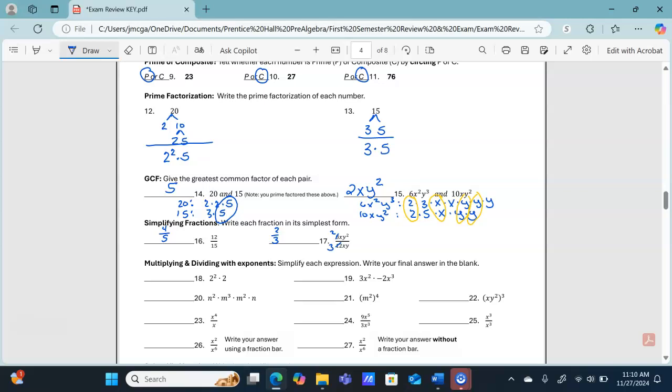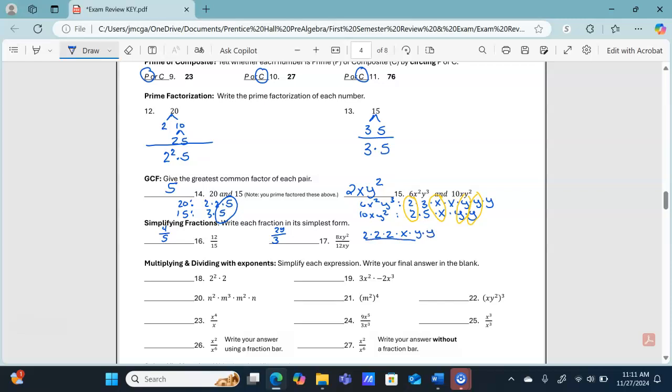But what about the x and y? Well, x over x would reduce to just nothing. And then y squared divided by y, there would still be one y up top. Let me show you how that works using your prime factoring.